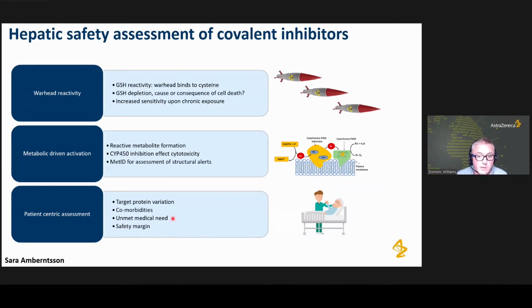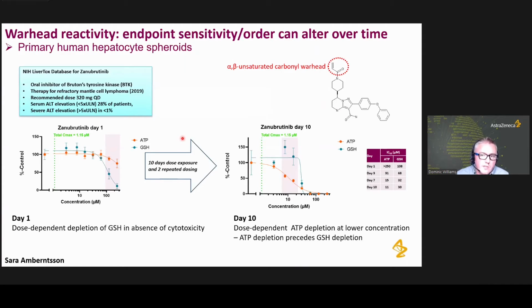assessment is okay. And so this is an example, a compound called zanubrutinib, where we've used primary human hepatocyte spheroids. Zanubrutinib is an oral inhibitor of Bruton's tyrosine kinase. It causes ALT elevation below 5 times upper limit of normal in about 30% of patients, but it also causes quite severe ALT elevations in less than 1% of patients.